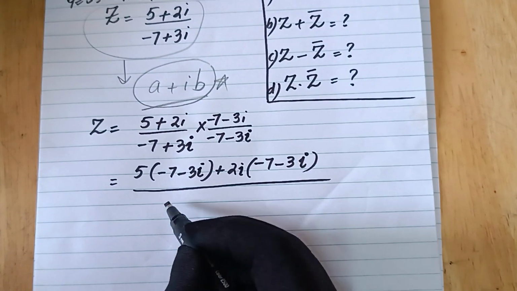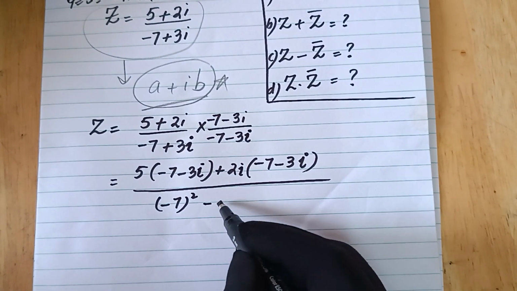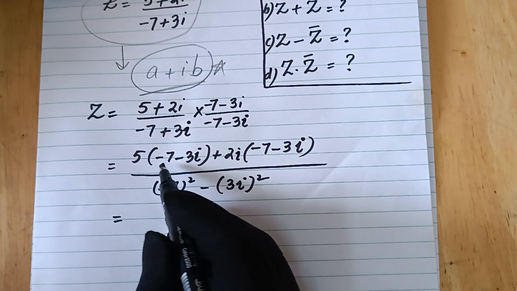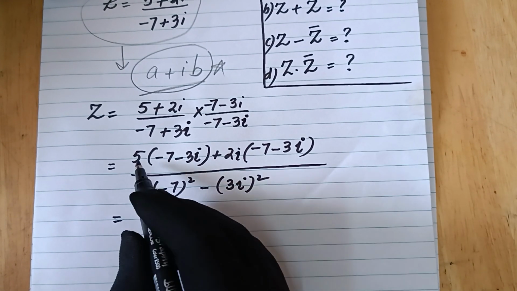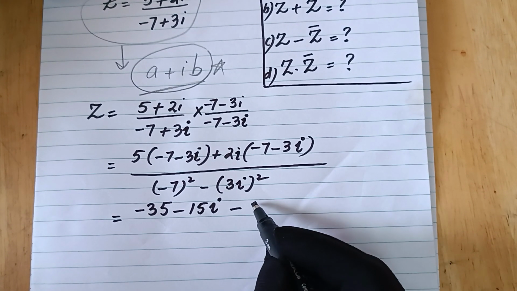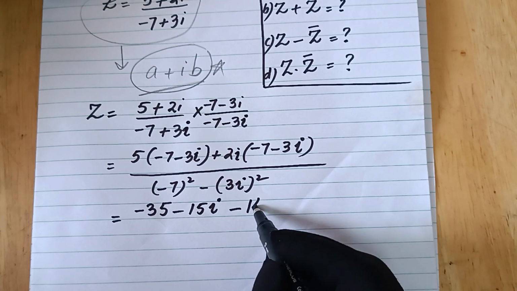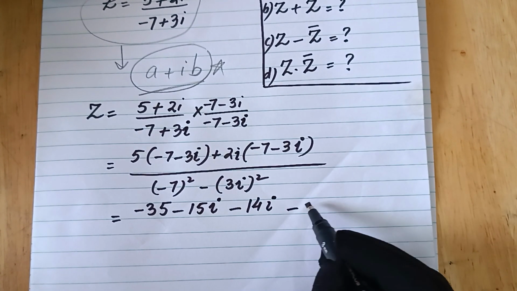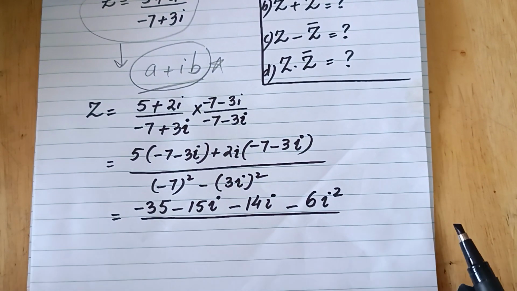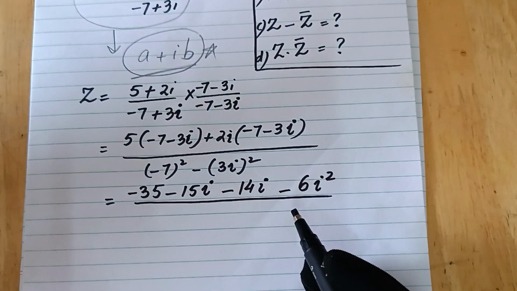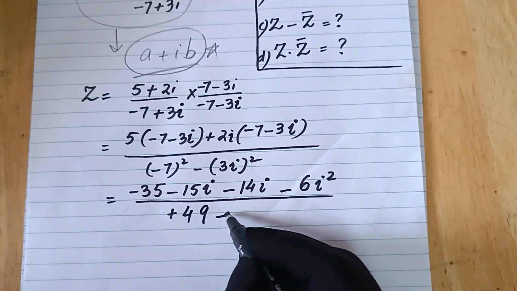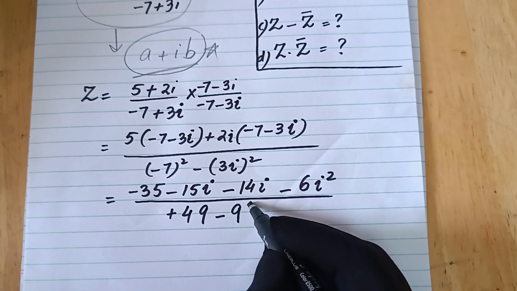So a plus b and a minus b gives a square minus b square. 5 times minus 7 is minus 35, 5 times minus 3 iota is minus 15 iota, plus 2 iota times minus 7 is minus 14 iota, and 2 iota times minus 3 iota is minus 6 iota square. Divide by 7 square, which is 49, minus 3 iota square, where iota square will change to minus 1, so it becomes plus 9.